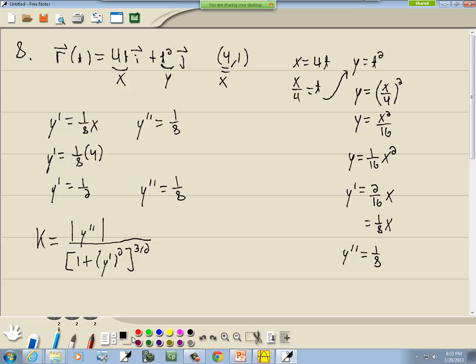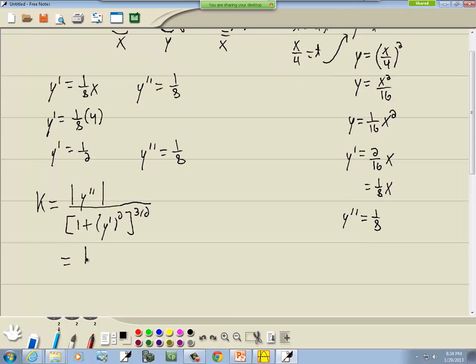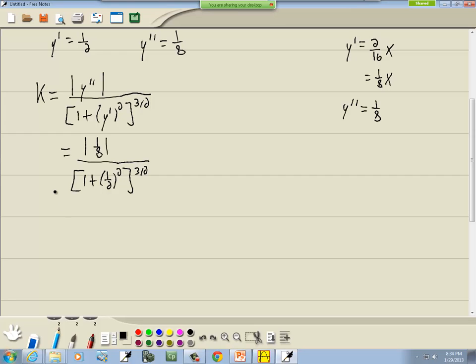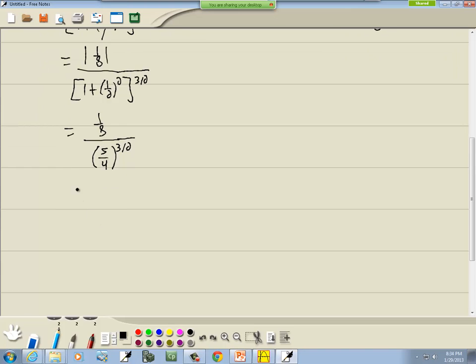Okay. So we've got the absolute value of 1/8 over, let's see, 1 plus y prime, which is 1/2, squared, raised to the 3/2 power. Excuse me. The absolute value of 1/8 is 1/8. 1/2 squared is 1/4 plus 1 is 5/4. So this becomes 5/4 to the 3/2, which is equal to 1/8 over, and I can split this up, so I can write this as 5/4 to the 1/2 power raised to the 3rd power.